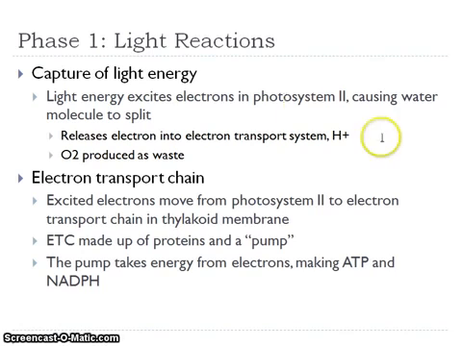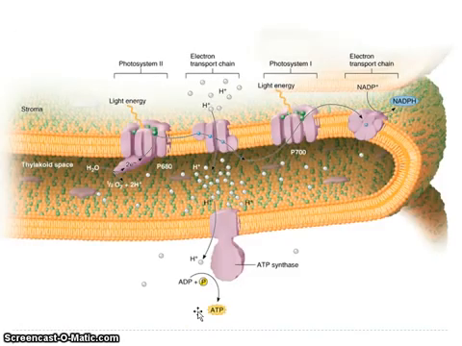These hydrogen molecules are going to travel along to something called the electron transport chain. Excited electrons move from photosystem II to the electron transport chain, which is located in the thylakoid membrane. The electron transport chain, also known as ETC, is made up of proteins and a pump. The pump takes energy from the electrons and produces ATP and NADPH.